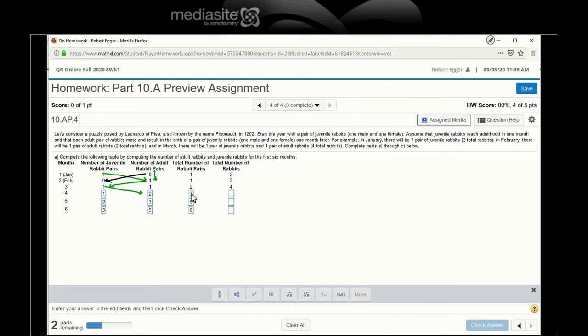And then this one will just double these numbers. 2 times 3 is 6. 2 times 5 is 10. And then 2 times 8 is 16. And just make sure. 2 plus 2 is 4. 2 plus 4 is 6. 4 plus 6 is 10. And 6 plus 10 is 16. So it is following the Fibonacci sequence.